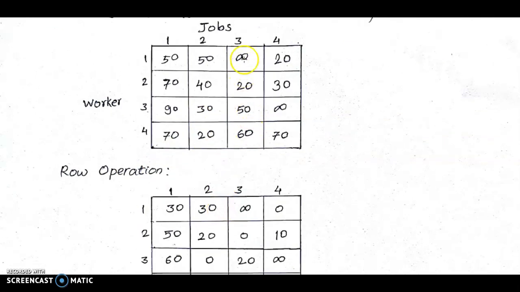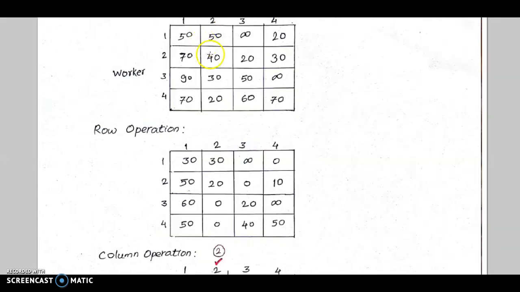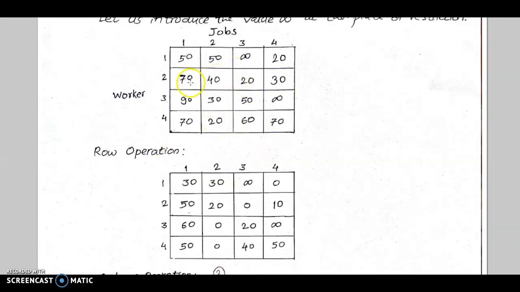Now once we introduce the infinity value here, let us perform a row operation. Consider the smallest value in each of the rows and subtract it. For the first row, the smallest value is 20, subtract that value, and we get these values in the new table. Similarly, in the second row, the smallest value is 20, subtract 20 from all the second row elements, we get these values. Similarly for the third row and fourth row. So we get this row operation table, or sometimes it is called row minimization or row subtraction.